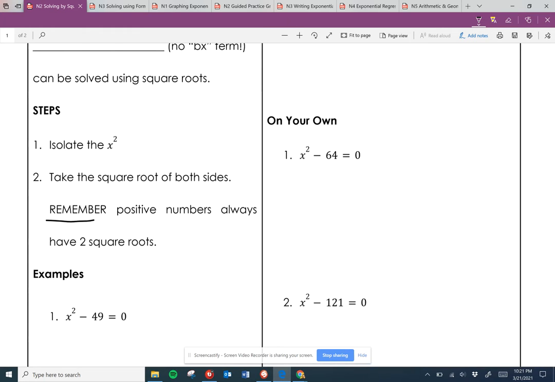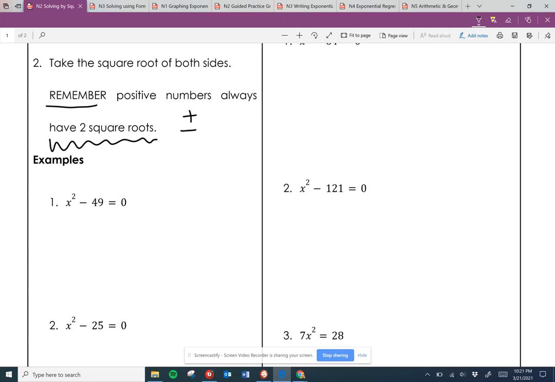It's important to remember that square roots always have two numbers. Remember, we use that plus or minus in order to get both of those answers. Here, we're going to have to get the x squared by itself. So you can see that the opposite of minus 49 is plus 49. We'll do that to both sides, and we'll end up with x squared equals positive 49.